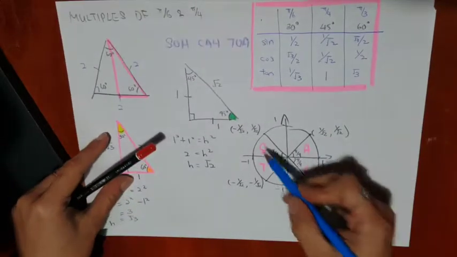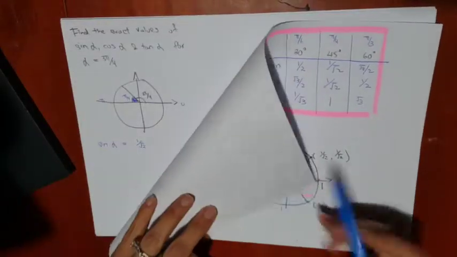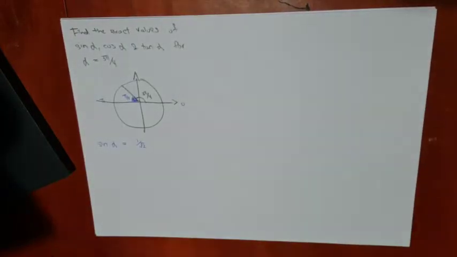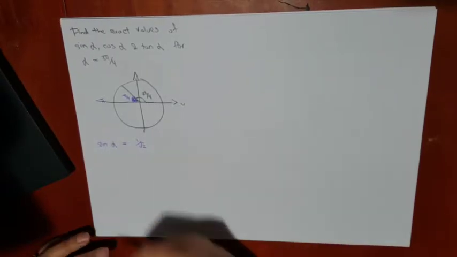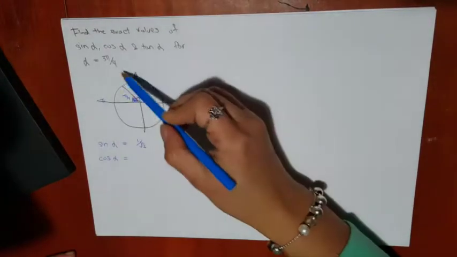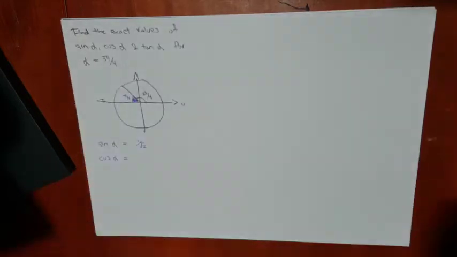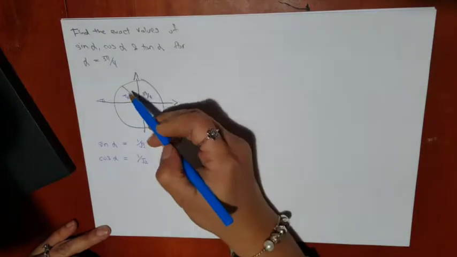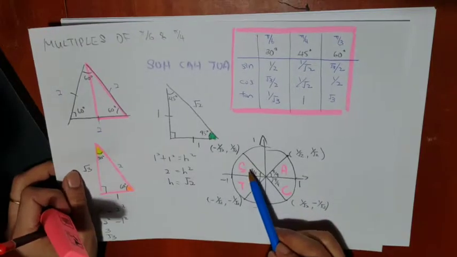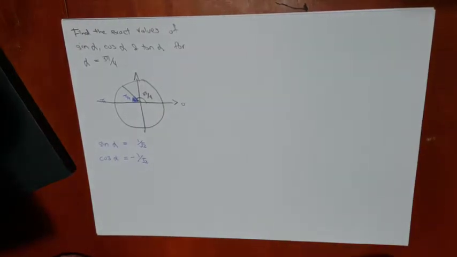So going back to "All Students Take Calculus" (ASTC), we are looking at the second quadrant here, and therefore sine is positive. So in this case, sine is positive, and we'll just leave the value alone. For the second one, we have to solve for cos alpha. So cos alpha is cos pi over 4. Cos pi over 4 is also 1 over square root 2. Because we are still in the second quadrant, and in the second quadrant only sine is positive, my cos is negative. So that's the value of cos.